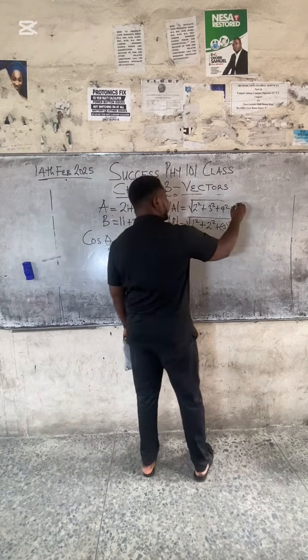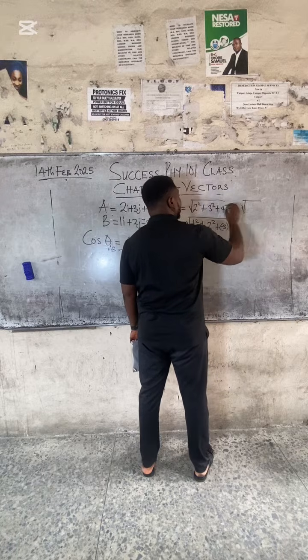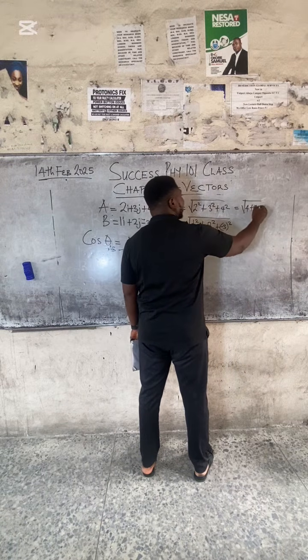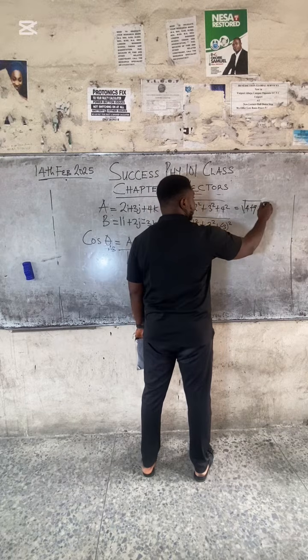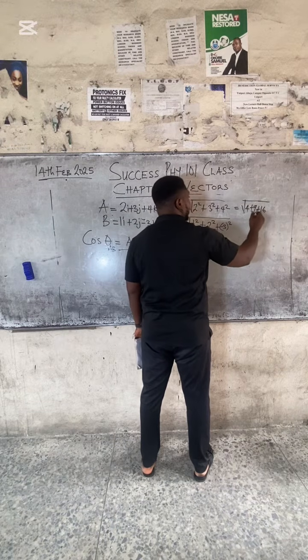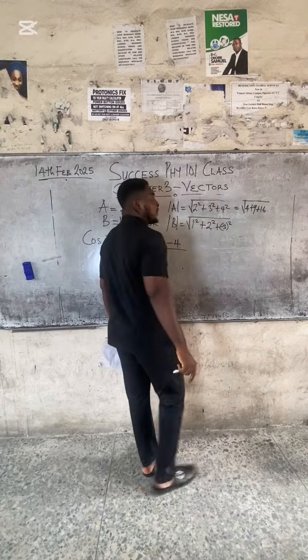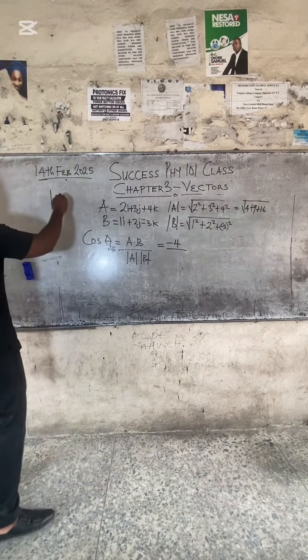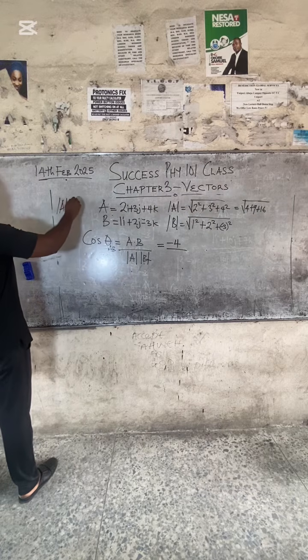Class, the magnitude of A therefore will be square root. 2 square is 4, right? 3 square is 9. 4 square is 16. What square root? 4 plus 9 is 13. 13 plus 16 is 29, right? So the magnitude of A is root 29.